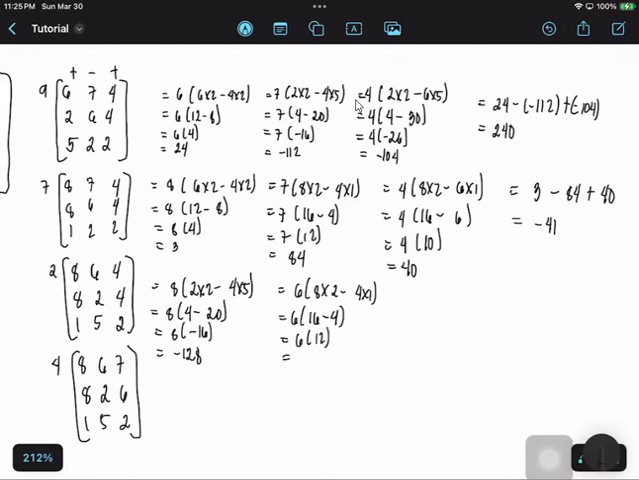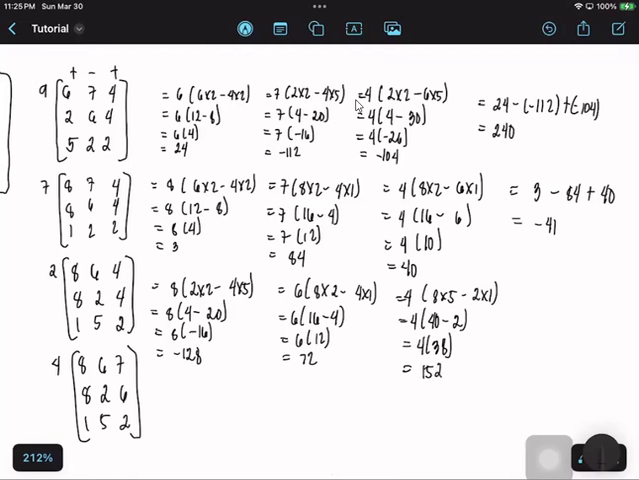Multiply that into 6, it will become 72. Then the 4 will become 8 times 5 minus 2 times 1, which will become 40 minus 2. It will become 38 times 4 times 4 will become 152.